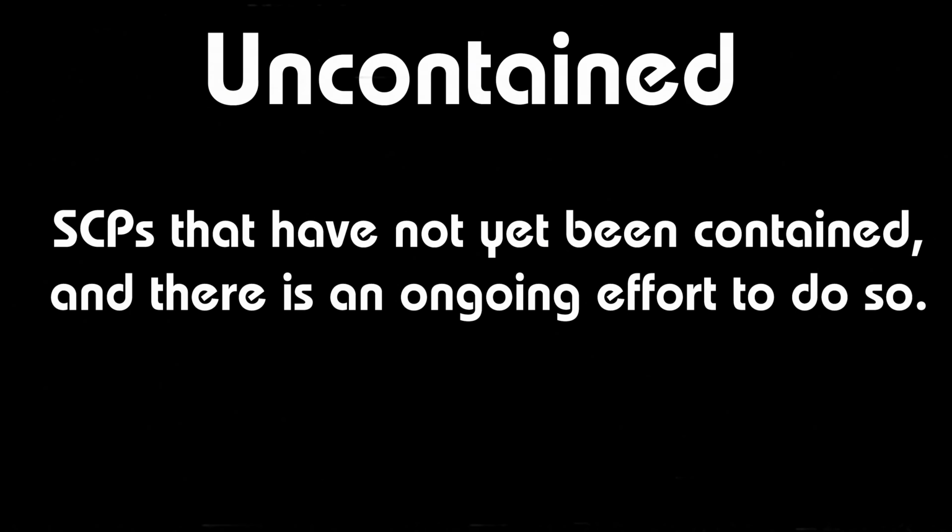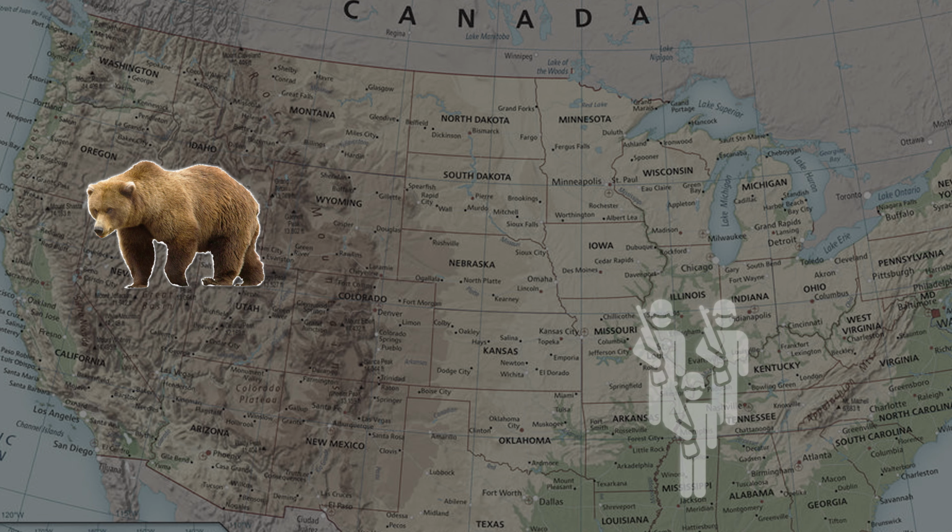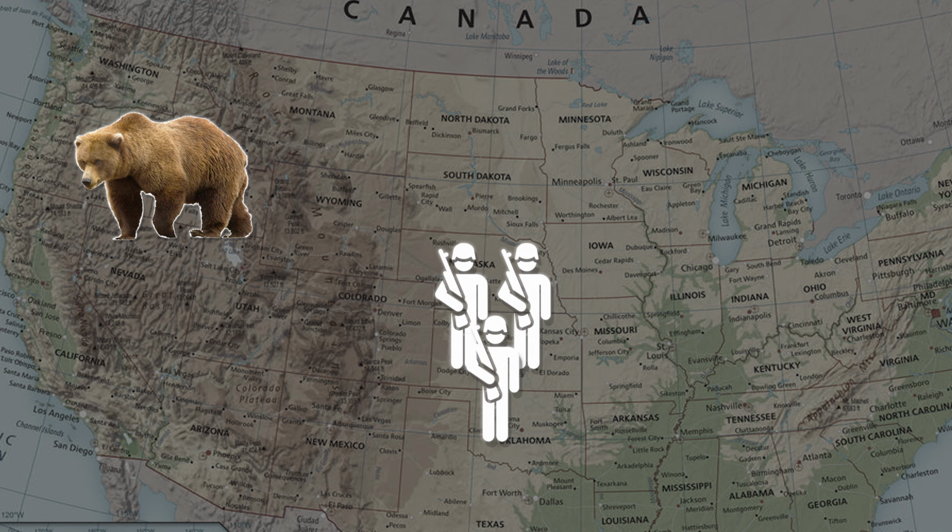Next up, we have uncontained. This category is for an anomaly that is not contained, but there is an ongoing effort to do so. So, Screaming Bear Man again. He's on the run, but the Foundation is currently implementing resources to ensure its containment.